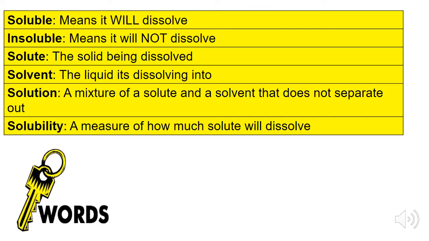These are quite a lot of new terms, and it's confusing because a lot of them begin with the letter S, so let's go through them again. Soluble means something will dissolve, and insoluble means it will not dissolve. The solute is the solid that is being dissolved, and the solvent is the liquid that it's dissolving into. When a solute dissolves into a solvent, a solution is formed, which is just a mixture of a solute and a solvent. And solubility is a measure of how much solute will dissolve.